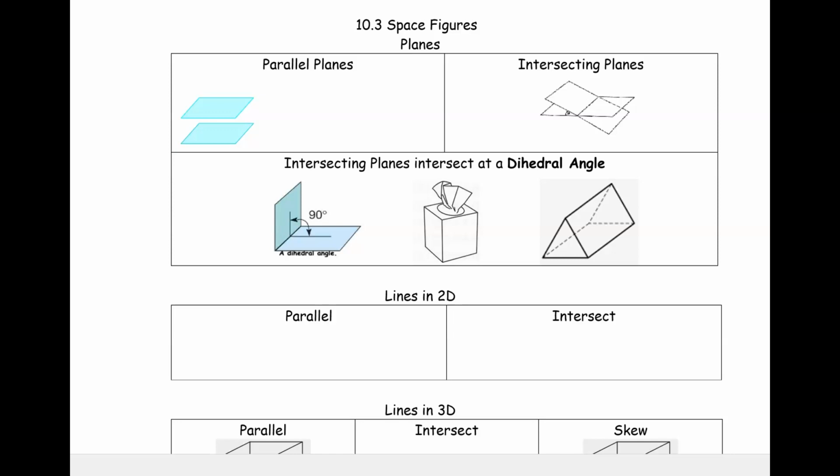Hi, welcome to section 10.3, which is on space figures. So space figures, it sounds kind of weird. It doesn't mean anything. It's not related to outer space, but it basically just means figures, shapes that are three-dimensional.